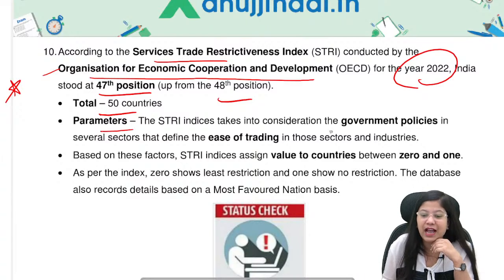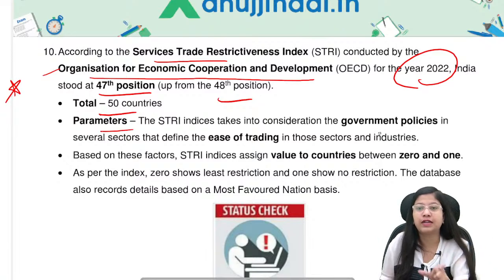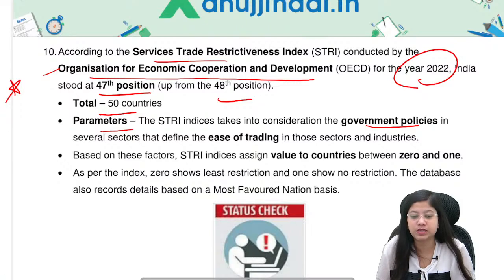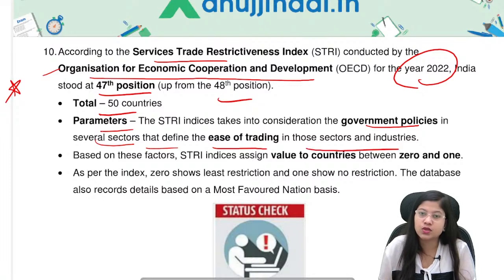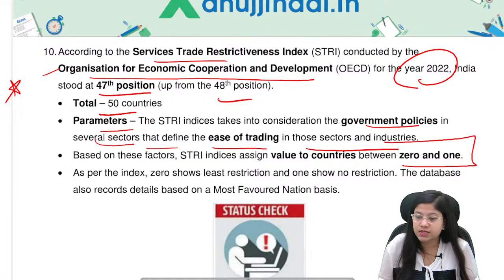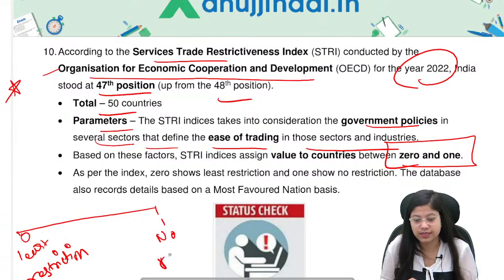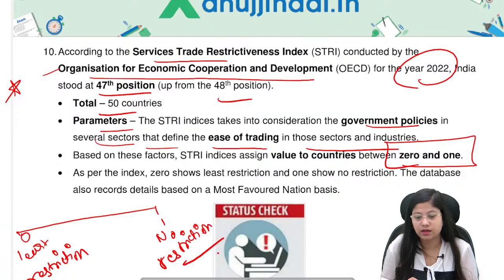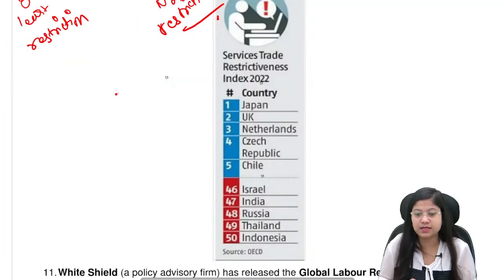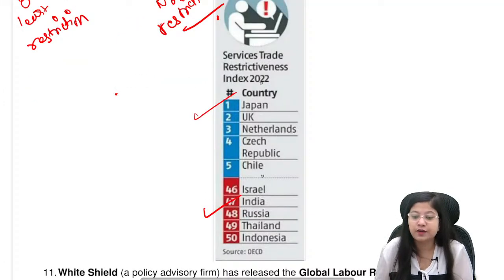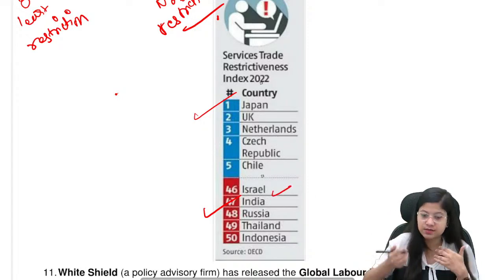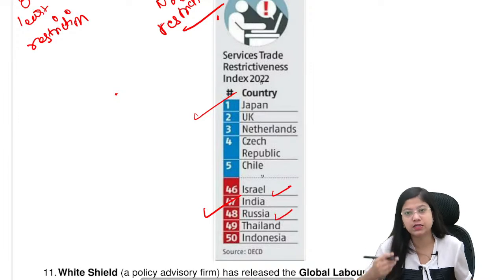Then we have the parameters of this Services Trade Restrictiveness Index. It measures the government policies in several sectors that define the ease of trading in services in those sectors and industries. The score is 0 to 1. On the scale of 0 to 1, 0 represents least restriction and 1 represents no restriction. So this is the scale. As far as the ranking is concerned, Japan is at the first position, total is 50. India is at the 47th position. We have Israel preceding us one position up, and Russia following us one position down.